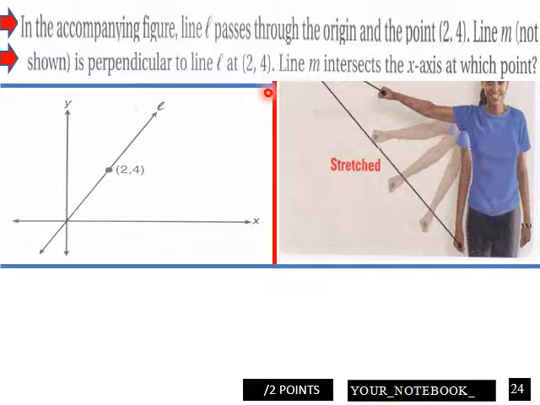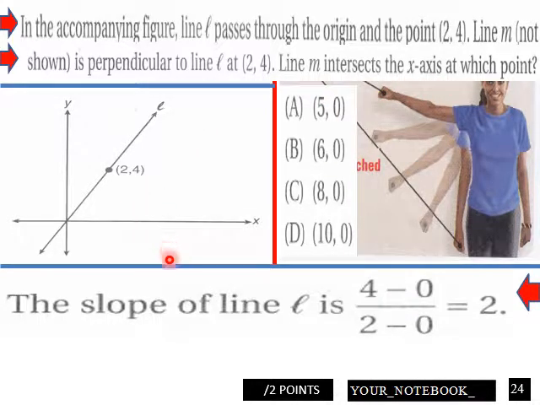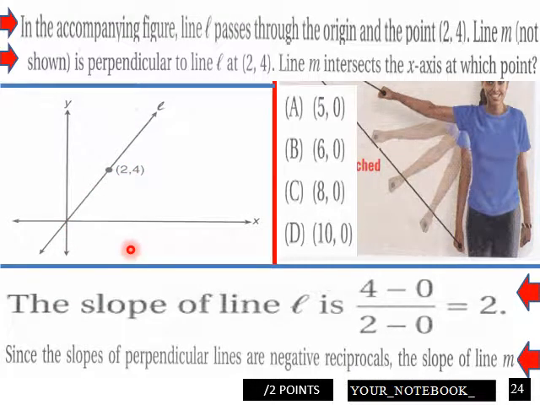In the accompanying figure, line L passes through the origin and (2, 4). Line M, not shown, is perpendicular to line L at (2, 4). Say you've got a line that's perpendicular here. Line M intersects the x-axis at which point? The slope of line L is 4 minus 0 over 2 minus 0, so it'll be a positive 2.